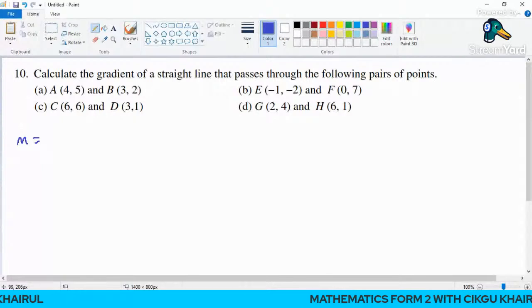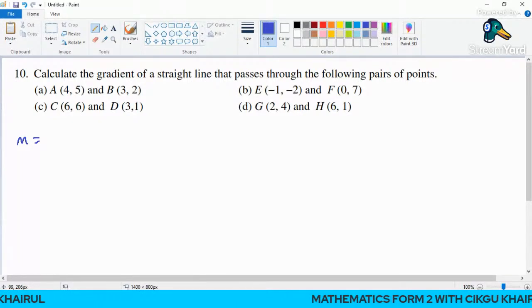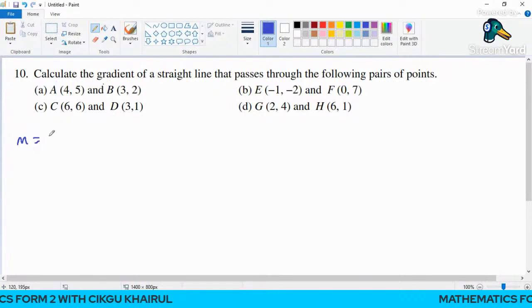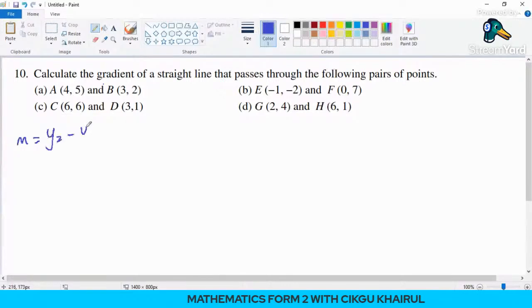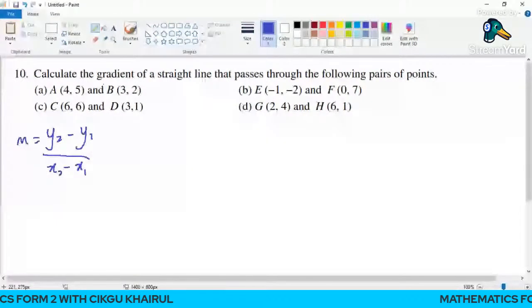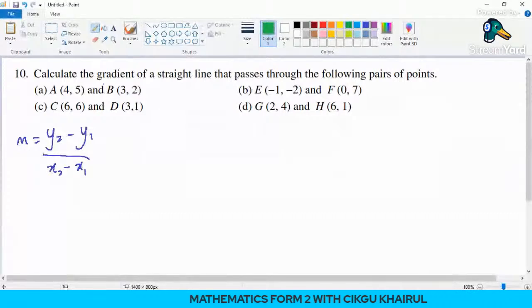So the formula to find gradient, because this one we don't have a diagram, we don't have a picture, we only have coordinates. And there are 2 points here. Like question A, we have point A and point B. Therefore, we use this formula: y2 minus y1 divided by x2 minus x1. Right now we need to identify which is x1, y1, and which is x2, y2.